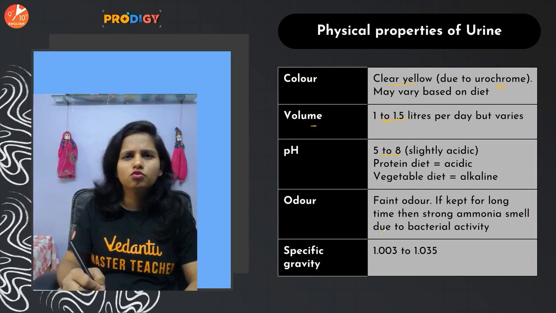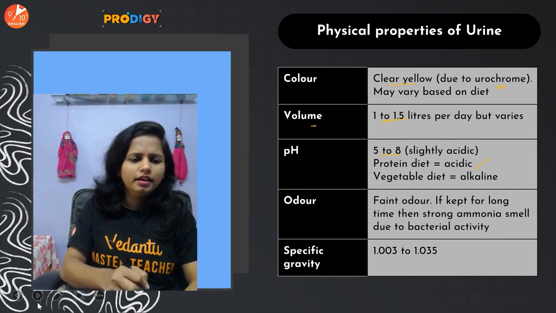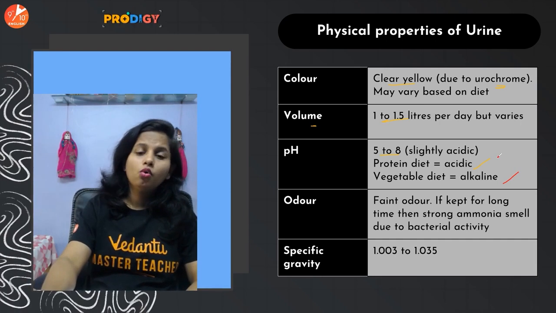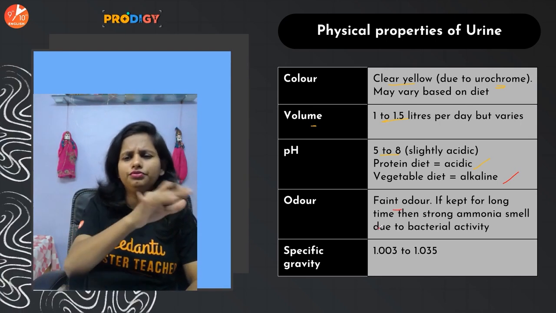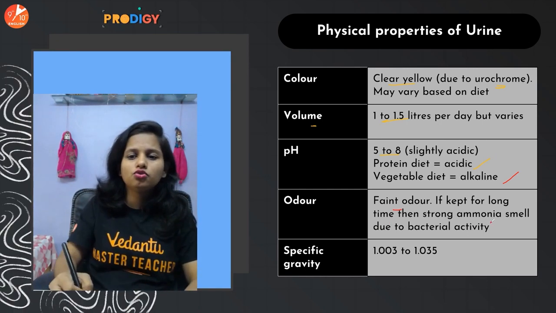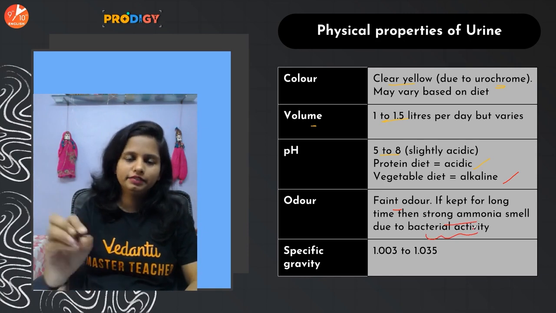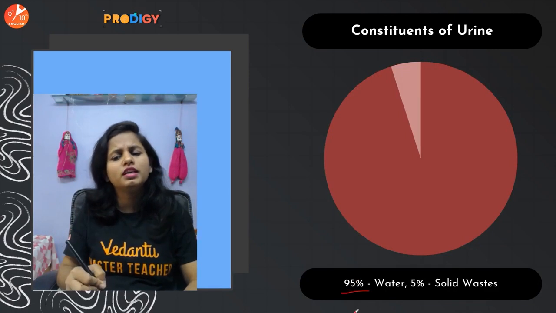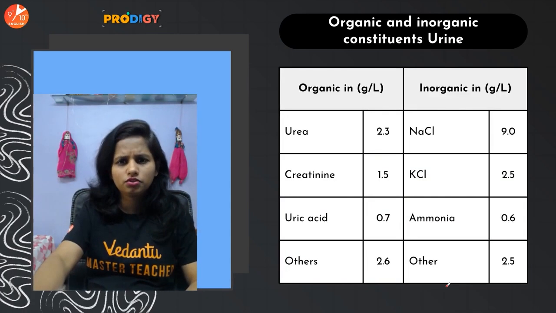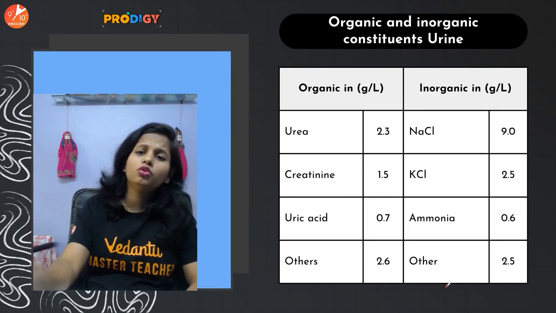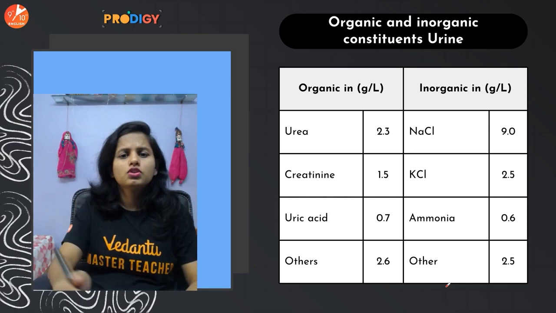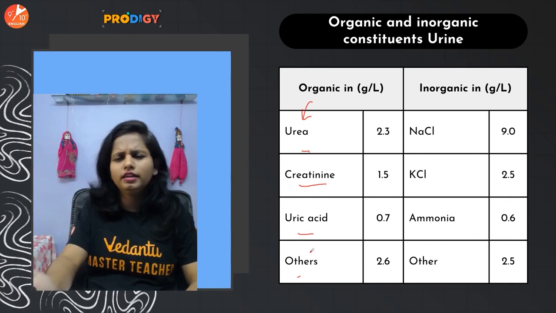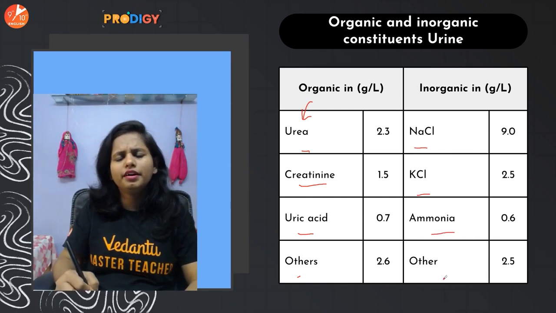Now people who consume a primarily non-vegetarian diet, their urine is acidic. And the one who consumes a vegetarian diet, their urine is slightly alkaline. Odor is faint. But if the urine is kept for a long time, then a strong ammonia odor is developed due to bacterial activity. And then composition of urine. Primarily water. I told you the excess of water is always eliminated. And then 5% are the solid wastes. Urine contains both organic as well as inorganic substances. Organic: urea, creatinine, uric acid, other substances. Inorganic: salts like NaCl, KCl, ammonia, etc.